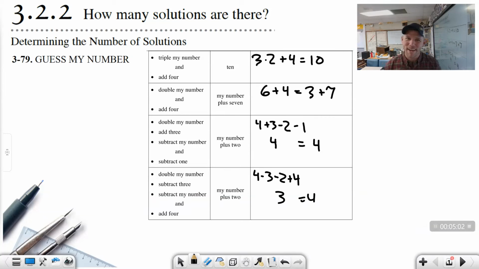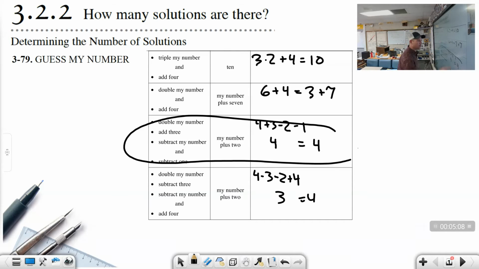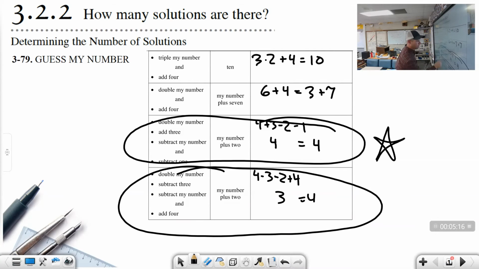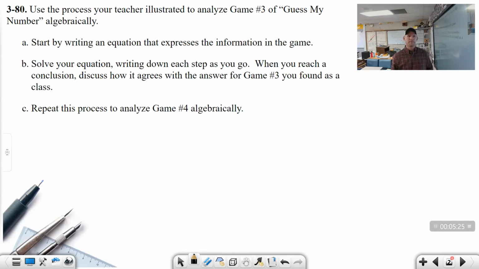All right, the gig is up. Okay, there's something fishy going on here because no matter what number you choose in this situation, you're always going to get it right. And no matter what you choose in this problem, you're always going to get it wrong. What's going on here, Mr. McCoy?